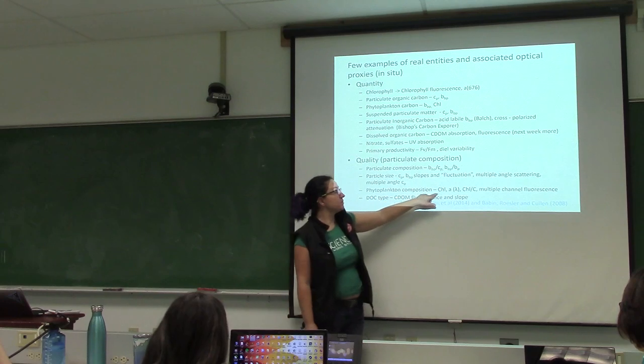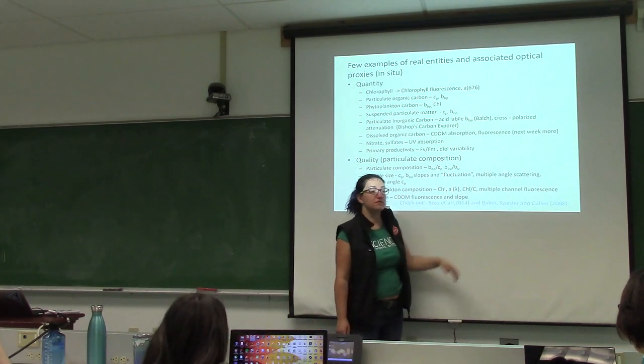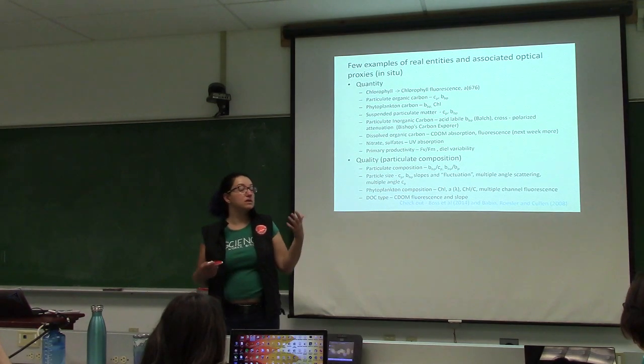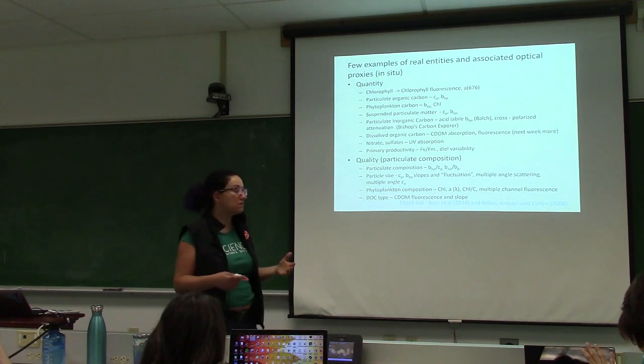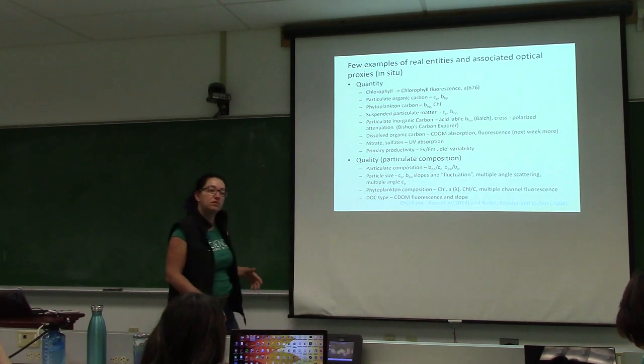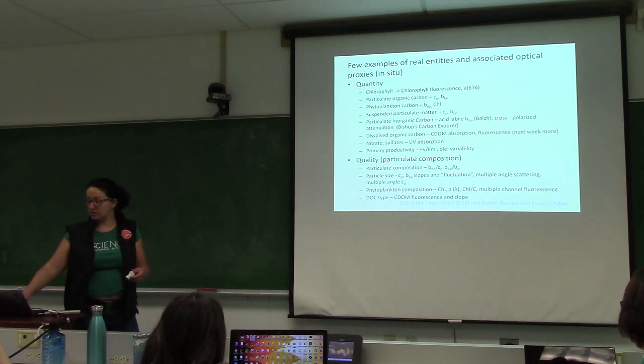You can look at phytoplankton composition. You can use many different things. You can use the fact that their chlorophyll to carbon ratio is different for different types, so you can play with that. And you can look at the type of the dissolved organic carbon. So these are all the things that are associated with geochemistry.